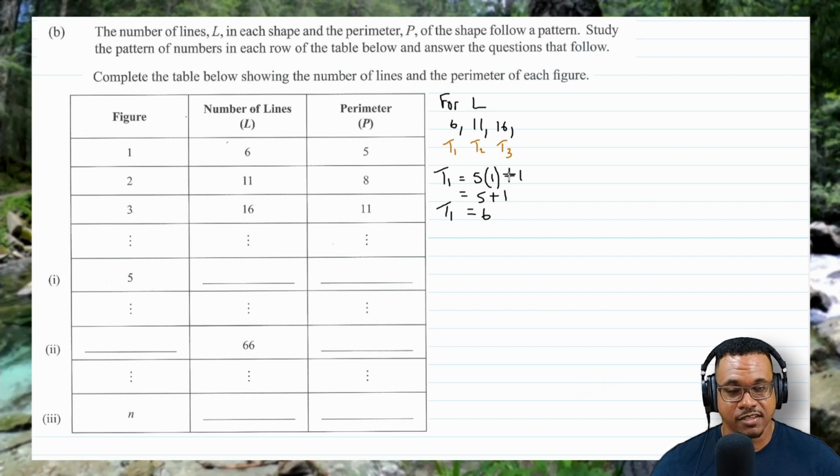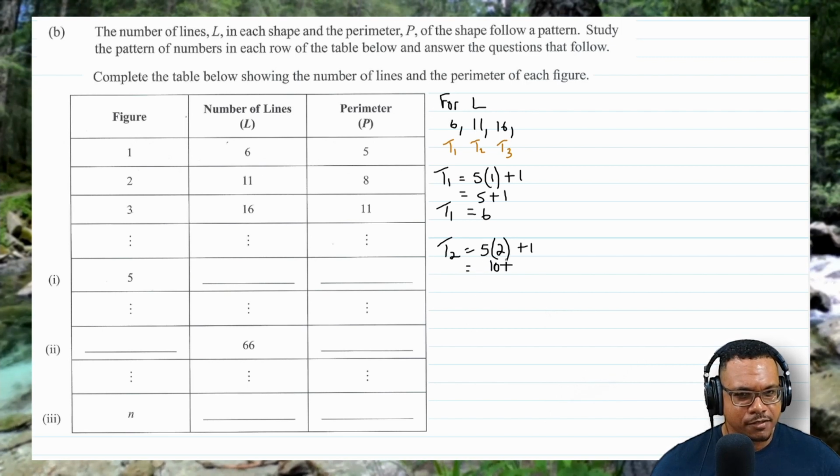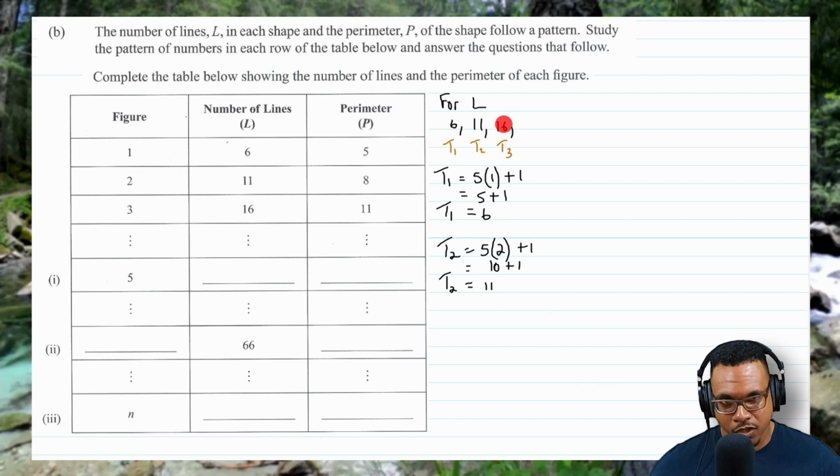So I establish a formula. Let's see if it works for the second term. So for my second term, because I'm going up by 5, I have the 5. I'm multiplying by 2 because it's my second term. 5 2s are 10. My second term is 11. What must I do to 10, meaning add or subtract, to get 11? Well, add 1. So 5 by 2 is 10 plus 1, which is 11. So that's my second term being 11. So my third term is 16. So if I say 5 times 3, I'll get 15 and add 1, which will be 16. So this formula holds: 5 times the figure number plus 1.